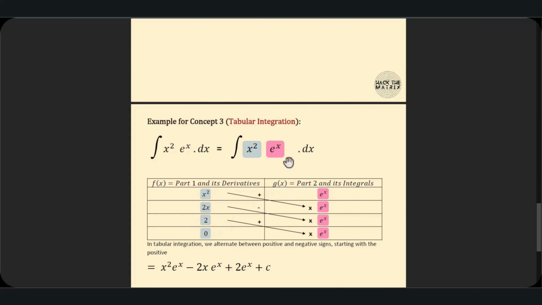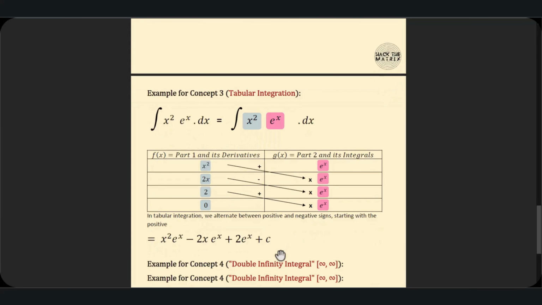And for part 2 and its integrals, g(x) is going to be the same exponential function. The integral of e^x is e^x, the integral of this e^x is e^x, and then you multiply diagonally, starting with a positive sign, and then you alternate after each row. This is how you find the final answer here. So if we multiply x squared by e^x, you get the first term, minus 2x e^x, plus 2 multiplied by e to the power of x, plus c, because we don't have limits here. So that's for concept number 3.